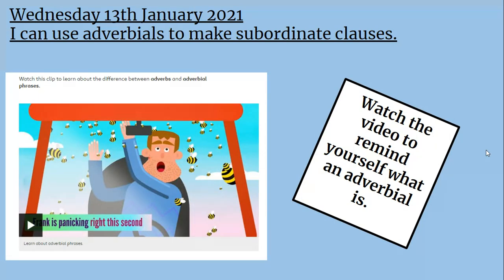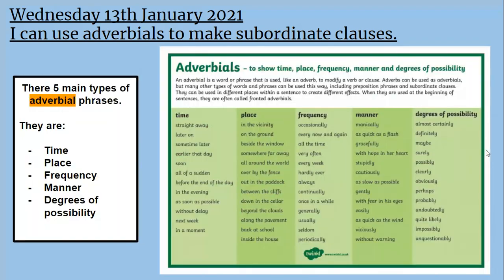Watch this clip about adverbs and adverbial phrases. Remind yourself about what an adverbial phrase is. There are 5 main types of adverbial phrases. An adverbial is a word or phrase that is used, like an adverb, to modify a verbal clause. Adverbs can be used as adverbials, but many other types of words and phrases can be used this way, including prepositional phrases and subordinating clauses. So there are 5 main types: time, place, frequency, manner, and degrees of possibility.